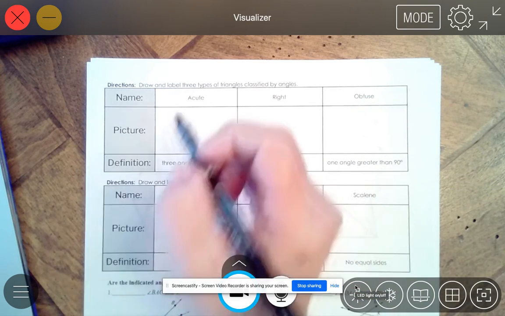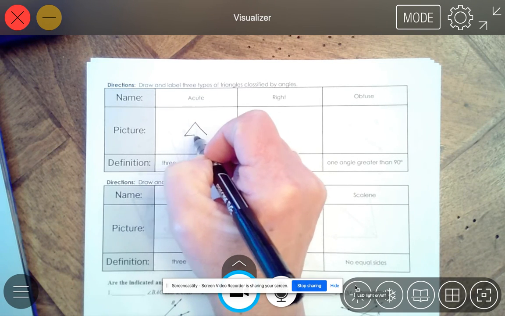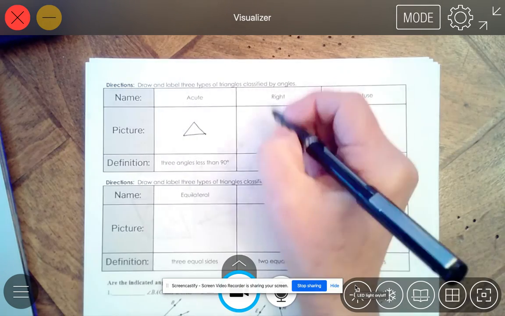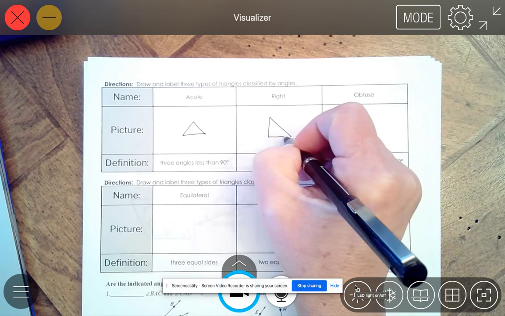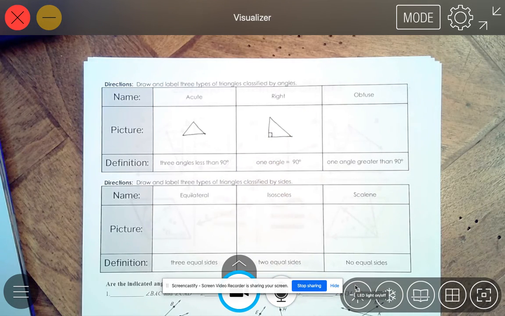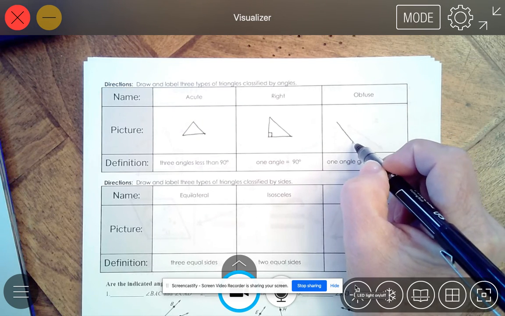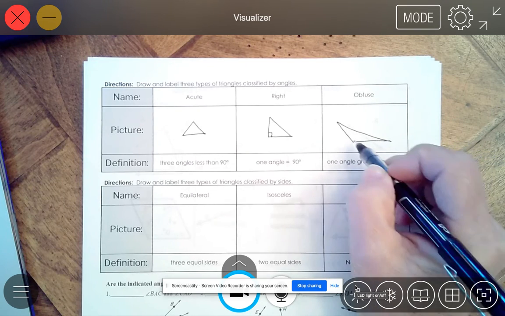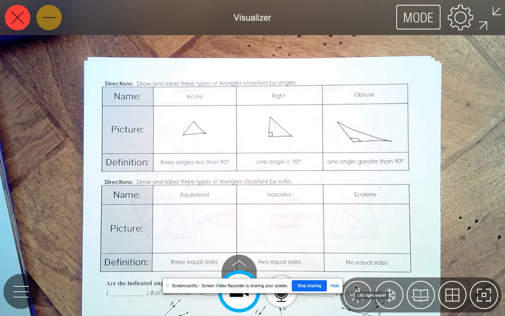Acute means that you're going to have 3 angles that are less than 90 degrees. So all those right there are less than 90 degrees. A right triangle is one that is exactly 90 degrees. And then an obtuse triangle would mean that you have one angle that is greater than 90 degrees. This right here is definitely going to be greater than 90 degrees.